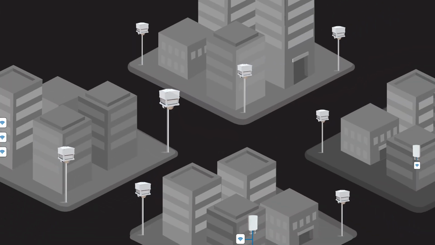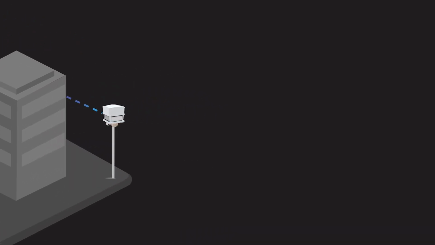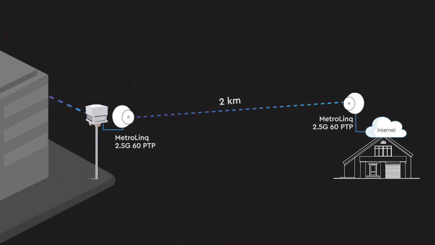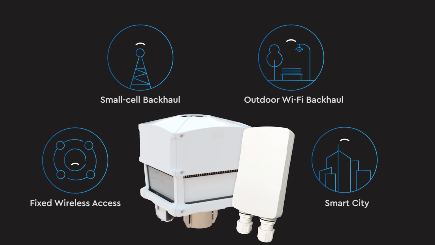Each MLTG360 can connect up to 60 MLTGCN. MLTGCN can function as CPE to provide last mile wireless connectivity. When MLTG360 functions with MetroLinq 2.5G 60 PTP, can deliver up to 2 km long distance wireless connection. MetroLinq Terragraph can apply to various application scenarios.